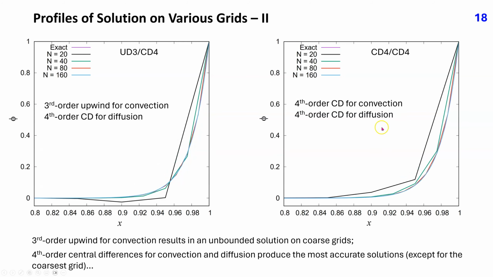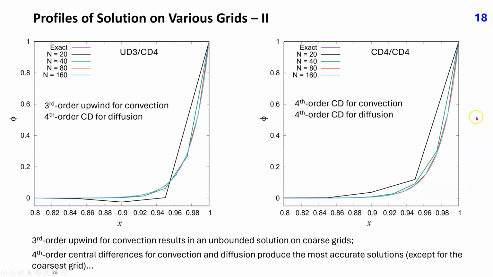The plot on the left in this slide shows computed profiles of phi when the third order backward scheme is used for convection and the fourth order central difference scheme for diffusion. The plot on the right shows the same information when the fourth order central differences are used for both convection and diffusion term approximations. The third order backward scheme also produces undershoots on the coarser grid, but from 40 subdivisions onward, the result is close to the analytical solution.